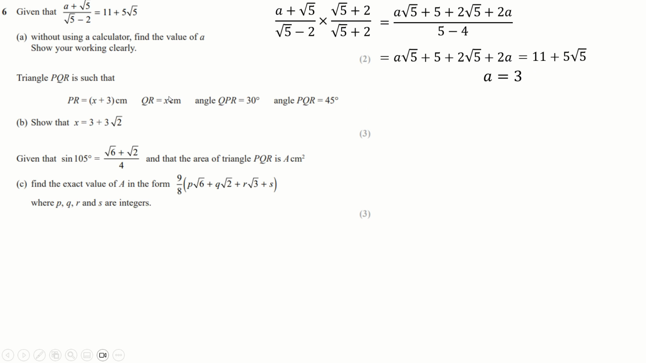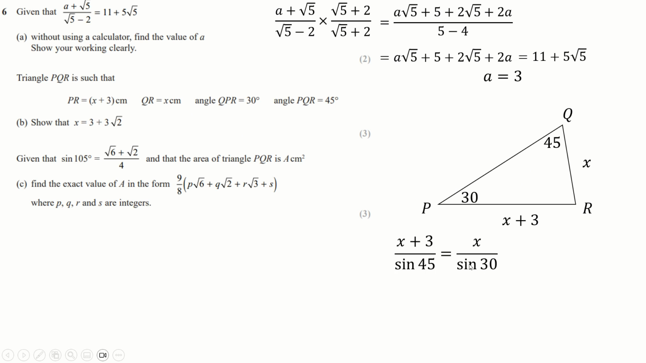Triangle PQR is this. I've just drawn it, so I think I've got all the information right. PR is this, QR is that. QPR is 30, and then PQR is 45. Just do some sine rule. This over sine that equals this over sine that.